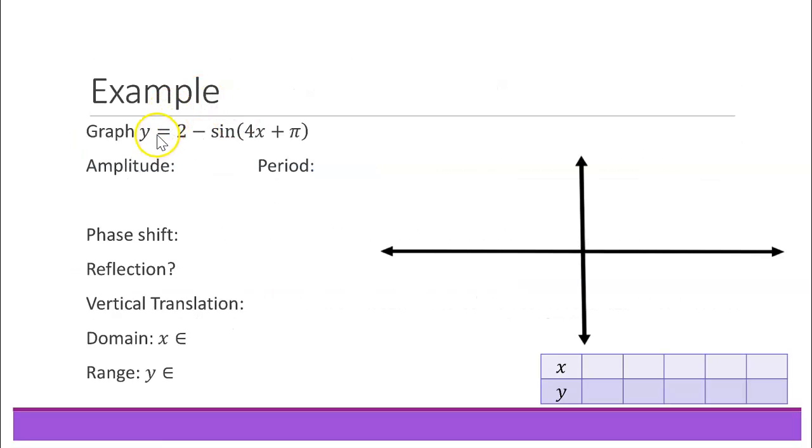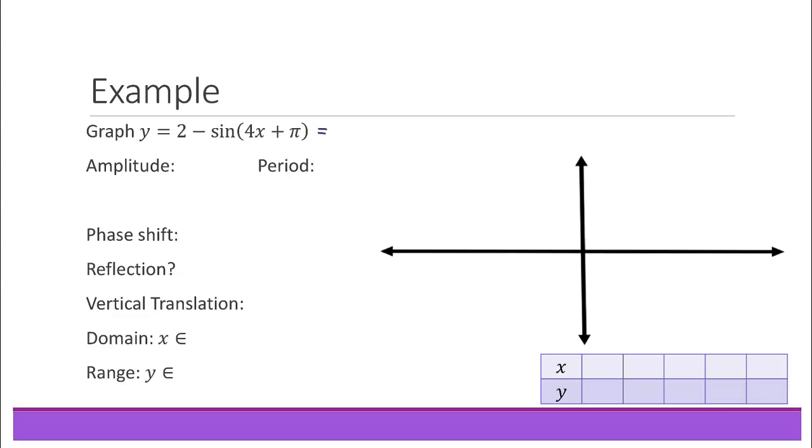Let's go ahead and take a look at another example now. We have y equals 2 minus sine of the quantity 4x plus pi. So the first thing I'm going to do is rewrite this so it has that general form where we have sine in front, and this 2 I'm going to move to the back so I can really think about it as that shift vertically up or down.